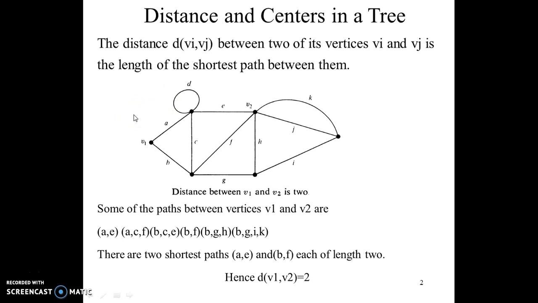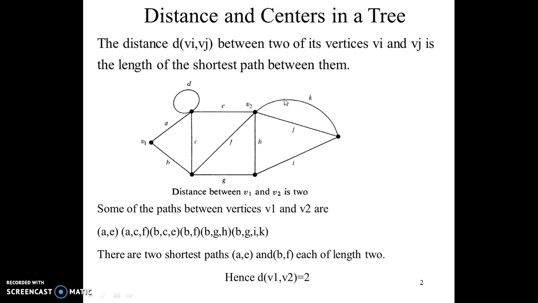Consider the below graph. To find the distance between two vertices V1 and V2, we need to find the paths between V1 and V2. The paths are A, E; the other path is A, C, F. Then we have B, C, E. Then we have B, F. The other path is B, G, H. And the other path is B, G, I and K.